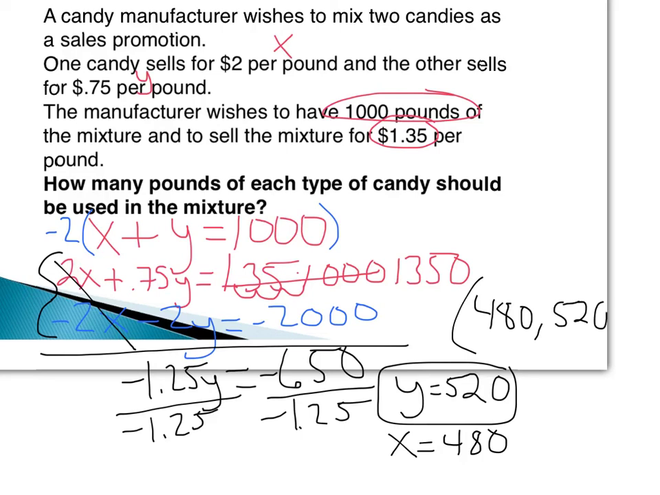So our ordered pair is 480, 520. And if we have 480 pounds of the $2 candy and 520 pounds of the 75-cent candy, we will get $1.35 per pound for our mixture. And that makes sense. You can look in there and say, okay, is that about right? Well, $1.35 is pretty darn close to the middle of $2 and 75 cents. So we know that these two answers right here should be pretty close to each other, and they are.